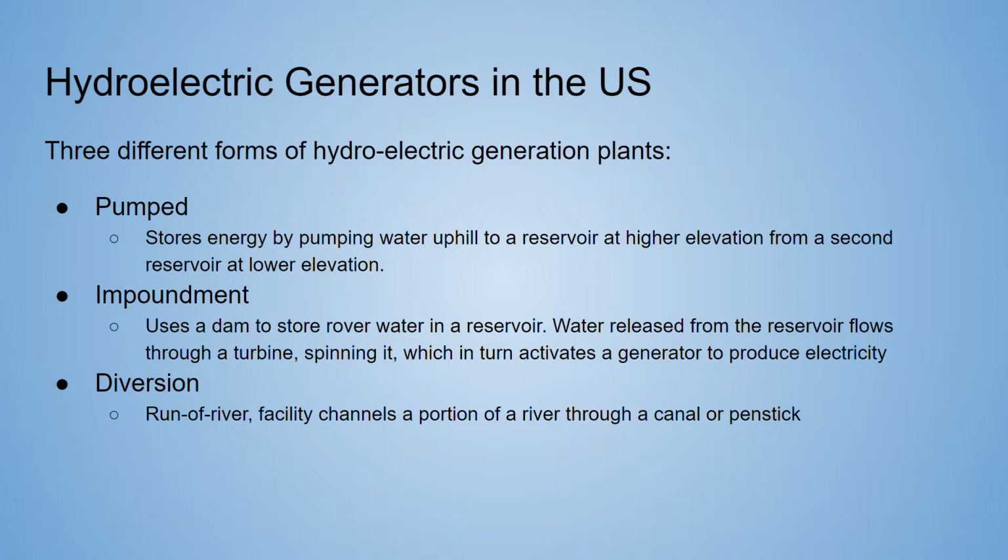Hydroelectric generators in the U.S. come in three different types: pumped, impounded, and diversion. Pumped stores energy by pumping water uphill to a reservoir at higher elevation from a second reservoir at lower elevation. Impounded means it uses a dam to store river water in a reservoir. Water released from the reservoir flows through a turbine, spinning it, which in turn activates a generator to produce electricity. And then diversion is a runoff river facility that channels a portion of a river through a canal or a penstock.